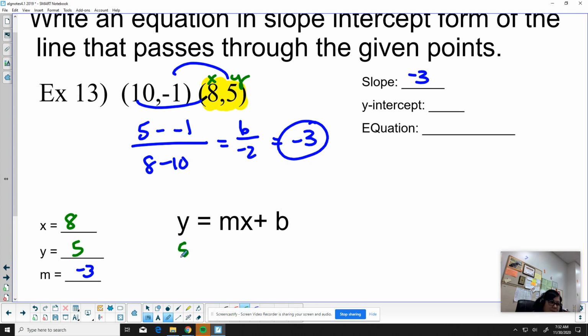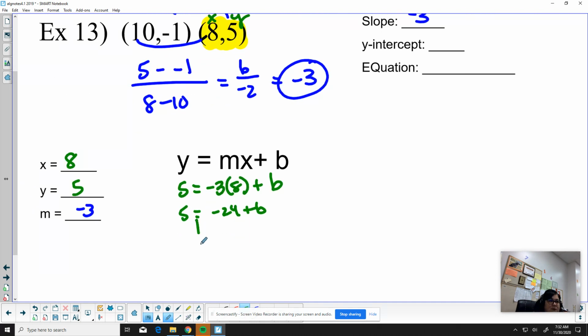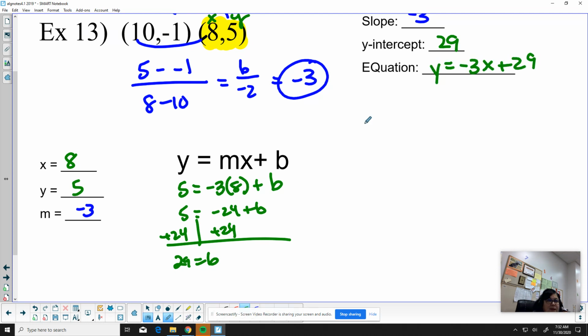So in for y, I put 5. In for m, -3. In for x, 8. Oops, plus b. Let's change that. It looks like it equals. There we go. So that's -24 plus b, because -3 times 8 is -24. And I add 24 to both sides, and I get 29 for b. So my y-intercept is 29. So my equation is y equals -3x plus 29.